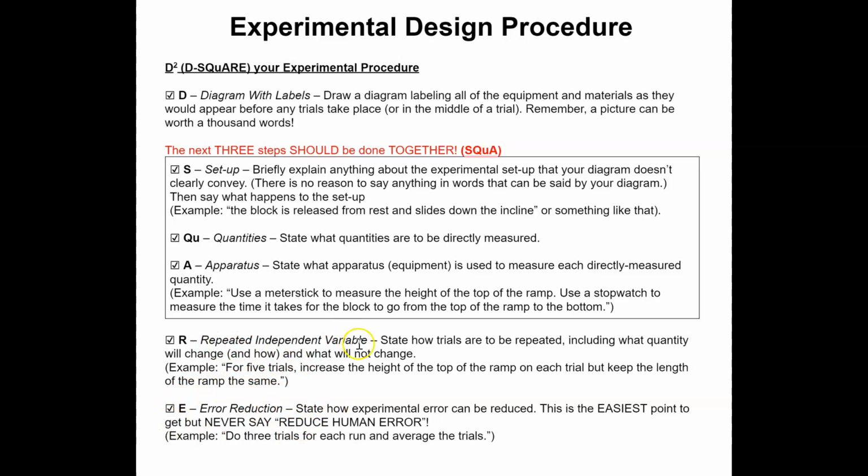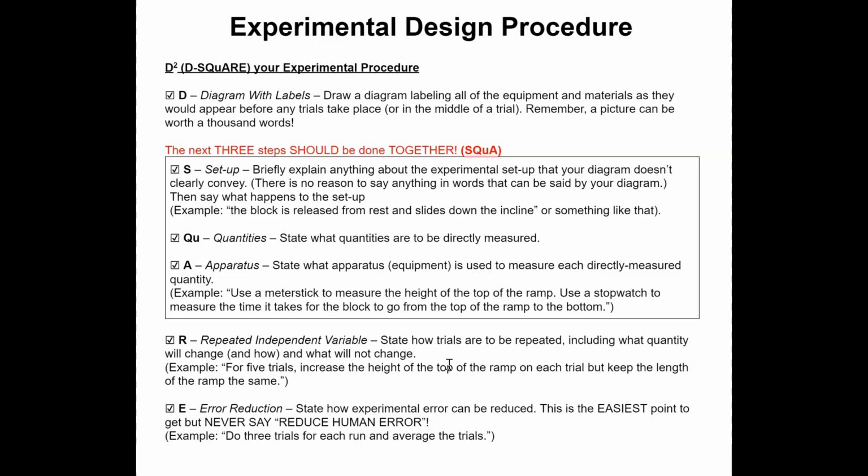So let's go back up to repeated independent variable. We're here just looking at how those trials were repeated and telling what quantity and how that quantity will change. And also talking about what might not change. So we could say for 5 trials, increase the height of the top of the ramp on each trial, but keep the length of the ramp the same. And then we would say for each of those 5 trials, you're going to record the dependent variable, which is going to be how long it takes for that to go down the incline.